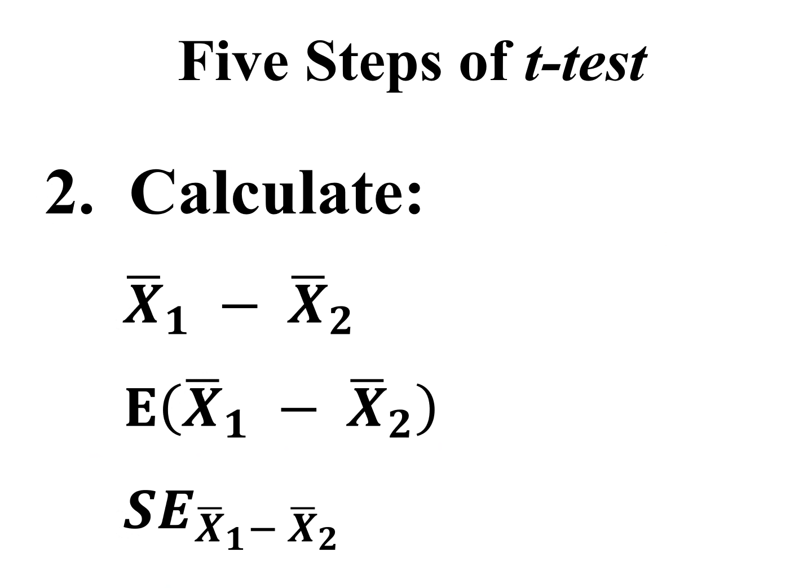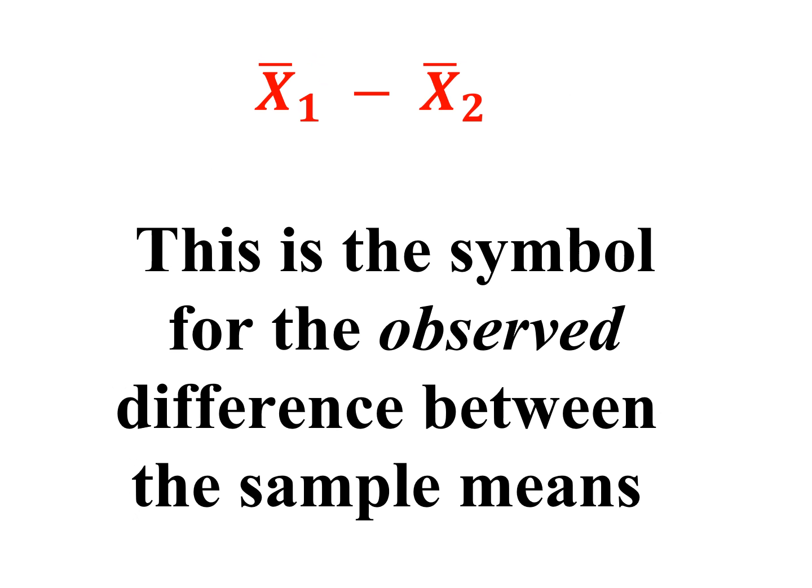The second step requires the calculation of 3 numbers: the observed difference between the means, the expected value of the sampling distribution for the difference between two means, and the standard error of that same distribution. Today we're going to be learning how to calculate all these three numbers. And we're going to start with this number right here. This is the symbol for the observed difference between the sample means.